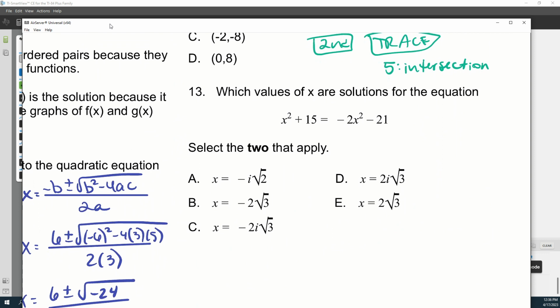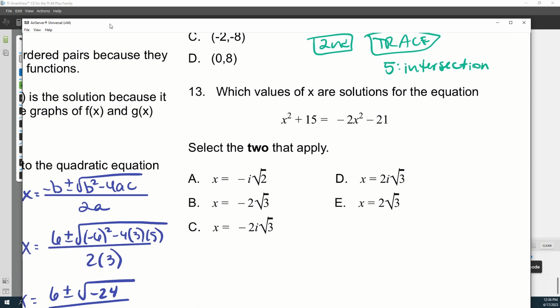Okay, so this one, number 13, we can solve it the long way, or we can just plug in the answer choices. What do y'all want me to do? Both? Only one way? Nobody cares. All right, let's do it both ways.